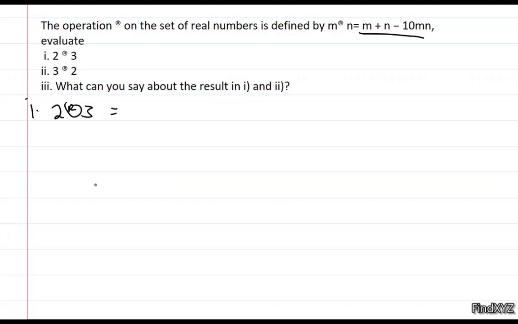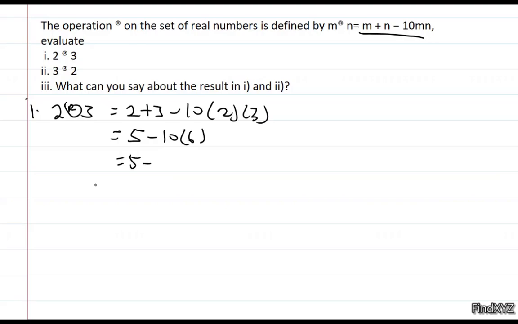So we have the first number plus the second number, so 2 plus 3 minus 10 multiplying 2 and 3. 2 plus 3 will result in 5, minus 10. 2 times 3 will give us 6. So we have 5 minus what is 10 times 6, that will give us 60. Then this will give us negative 55.